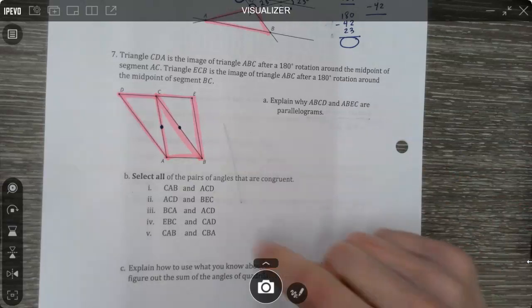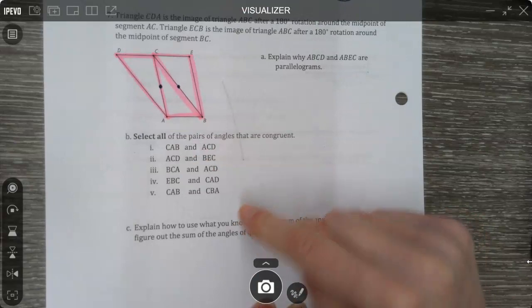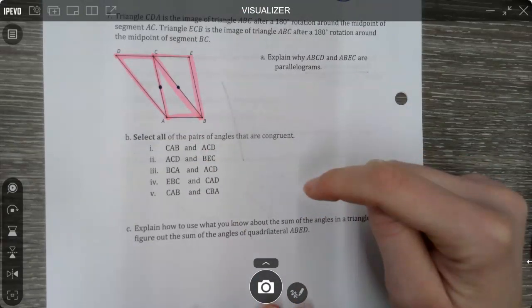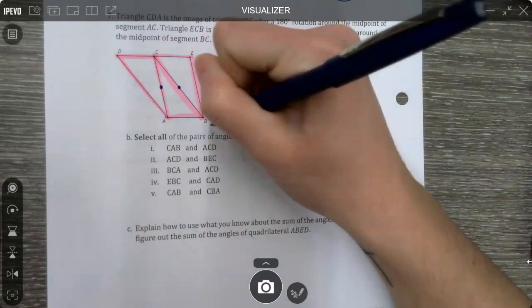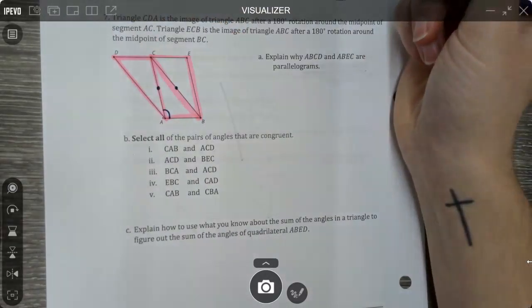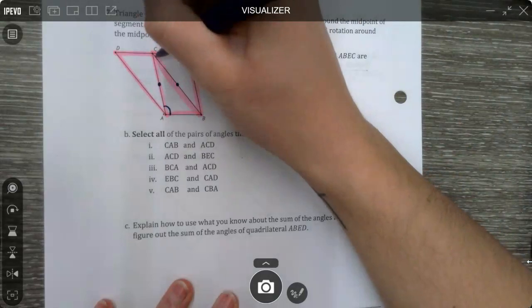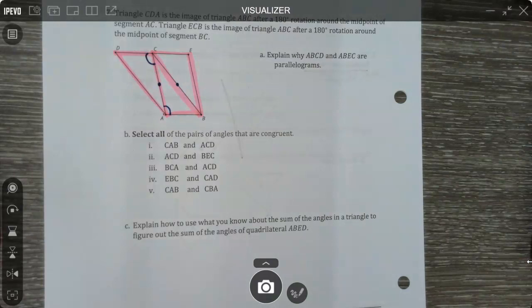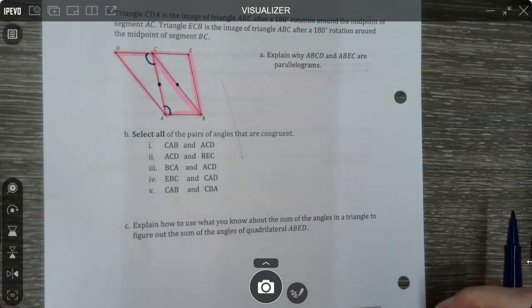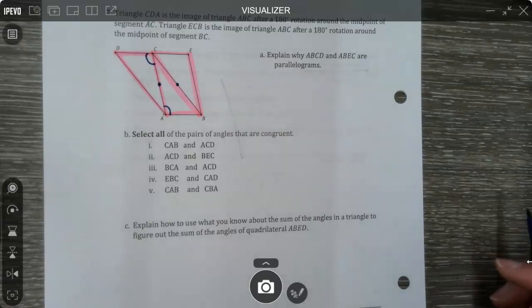Okay? Then you're going to select the pairs of angles that are congruent. Which ones should match? Do CAB and ACD match? Well, let's see. CAB. You've got to be able to read your angles. So we're talking about this angle and ACD and this angle. Are they congruent? Think about where you started. How did you rotate it? Use your trace paper. If those angles line up when you turn it, then they are congruent. If they don't line up, then chances are they aren't congruent.